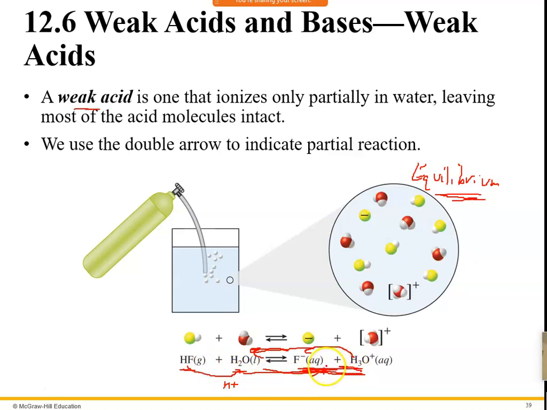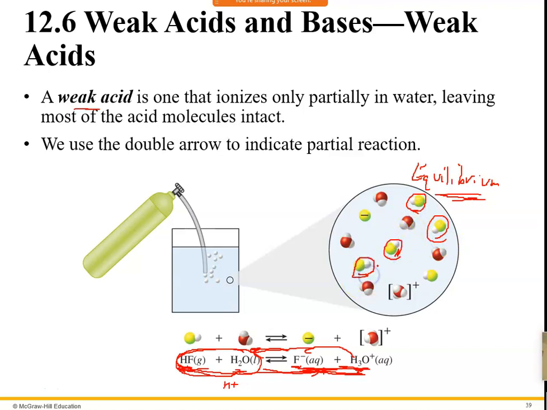And then when the forward and the reverse are equal, I'm at equilibrium. And that's what a weak acid will do. Only a portion of this is actually in the F minus form and the H plus form. But the majority of it is still in this form right here. So here they kind of show you the HF molecules, and I'll circle them. These are HF molecules that have not ionized.